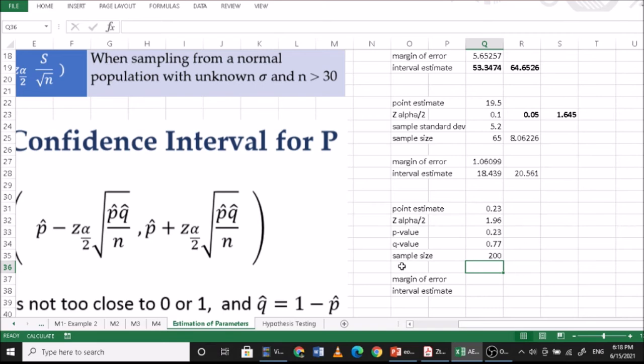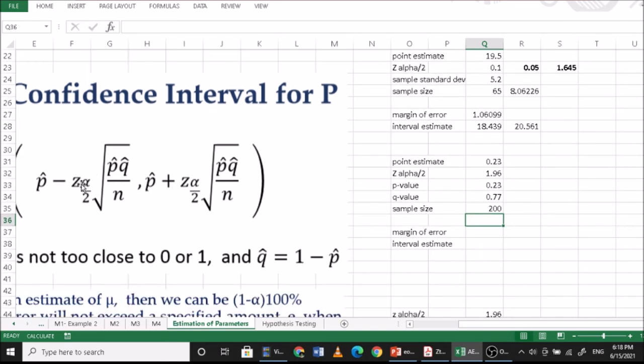Okay. So the margin of error is equal to z alpha over 2 times the square root of p hat times q hat all over n. Let's start first with p hat times q hat. You can do this step by step, or you can also do this all at once, that's also fine. Then you have p hat times q hat divided by your n, which is 200. And lastly, we have the square root of p hat times q hat all over n.